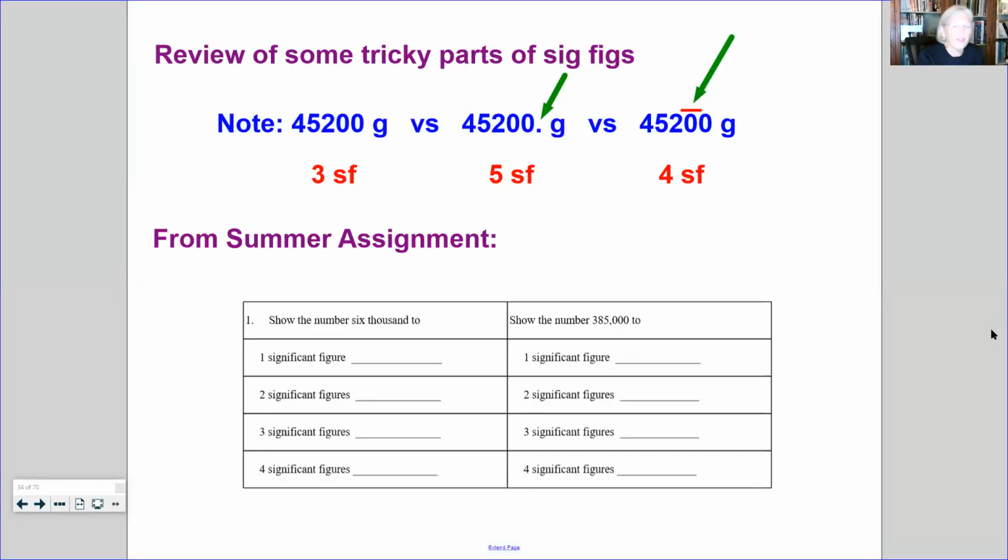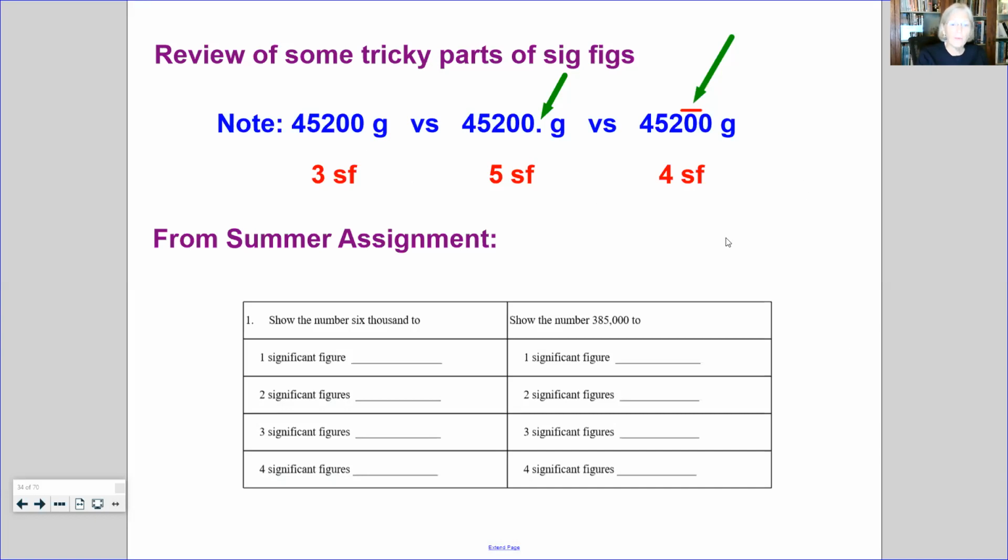Here are some of the tricky things from sig figs. Notice this number with 2 zeros at the end. It would only have 3 sig figs since those are trailing zeros. But what if in recording that number, I want it to have 5 or 4 sig figs? I pointed out yesterday that the decimal point and the bar over the zero are 2 more ways to indicate sig figs. Of course, scientific notation always clears up any misunderstanding about sig figs.